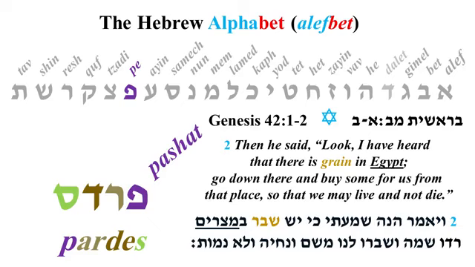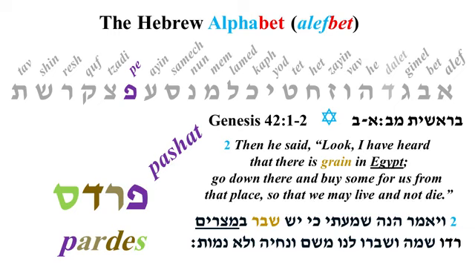Beautiful picture. So in verse 2, he said, "Look, I have heard that there is grain in Egypt. Go down there and buy some for us from that place, so that we may live and not die." Okay, so at the Peshat level, Jacob says, "Why are you looking at one another? The solution's down in Egypt. Go down there and buy some grain so that we can live and not die." That's the Peshat level. What it says is what it is.